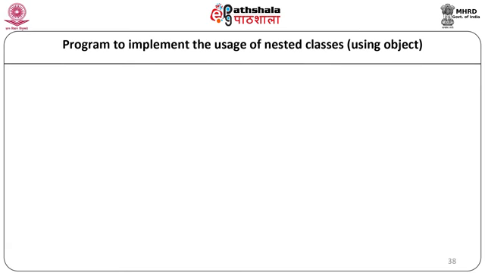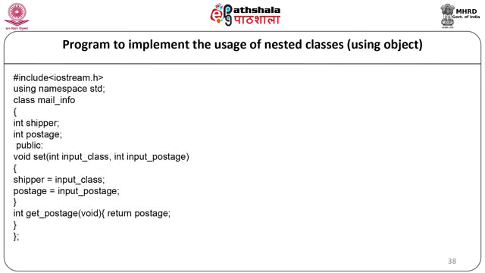So let us start with our program: #include <iostream>, using namespace std. Here we are going to declare the class as class MailInfo. Here we are going to have two private data members, int shipper and int postage. In a public section we will have a member function void set, which is going to accept two parameters, int inputClass and int inputPostage. Shipper will be equal to inputClass and postage will be equal to inputPostage.